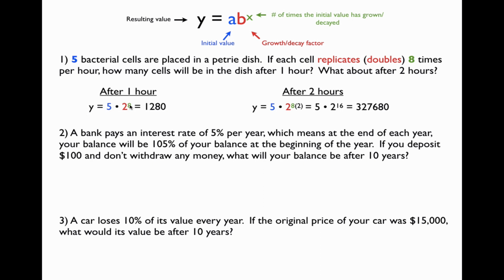5 times 2 to the 8th, that's replicating 8 times for 1 hour. You'll have 1,280 bacterial cells. But after 2 hours, notice, we're raising 2 not to the 8th power, but it's going to be 8 times for the first hour, 8 times for the second hour, so that's 2 to the 16th, and that gives us 327,680 bacterial cells. A lot more bacterial cells than after the first hour.